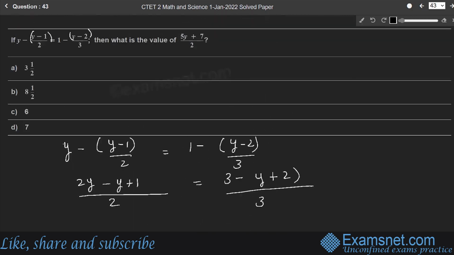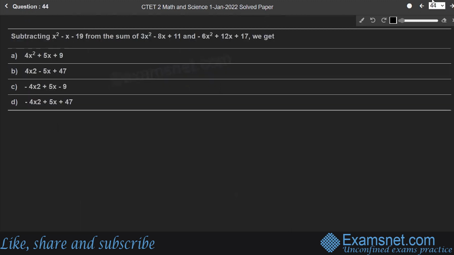Hence, the correct answer is option D. The value of (5y plus 7) by 2 is 7. Next question, 44.